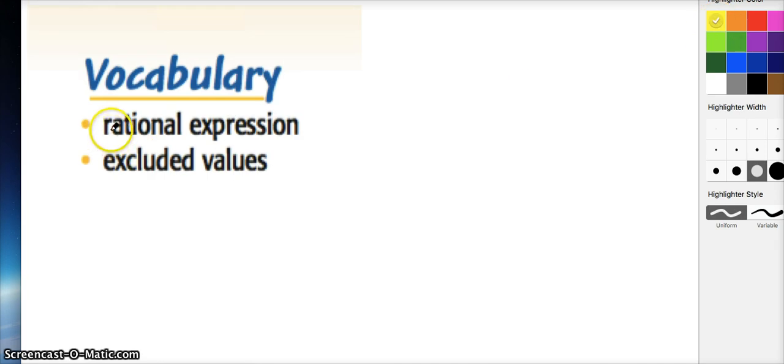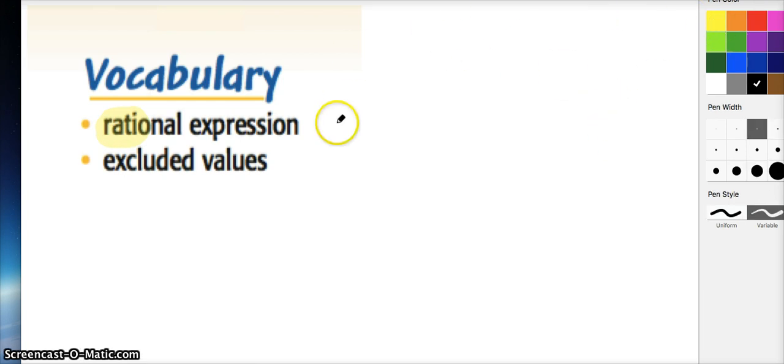In the word rational expressions, I want you to see the word ratio. Okay, and we know ratios can be written as a fraction, and we can talk about rational numbers, and rational numbers are any numbers that can be written as a fraction or a ratio between integers, right, remember that. So a rational expression could be any expression that you can write as a ratio.